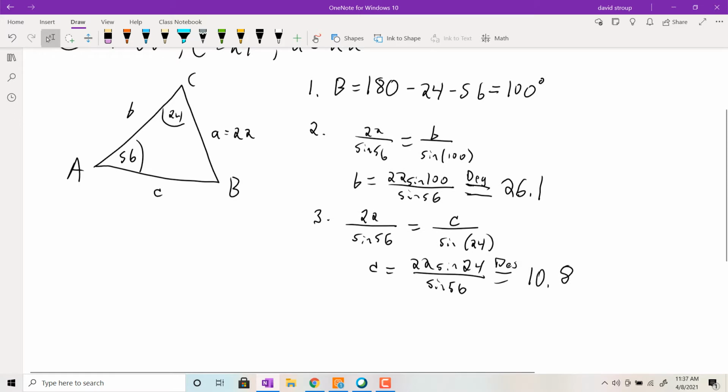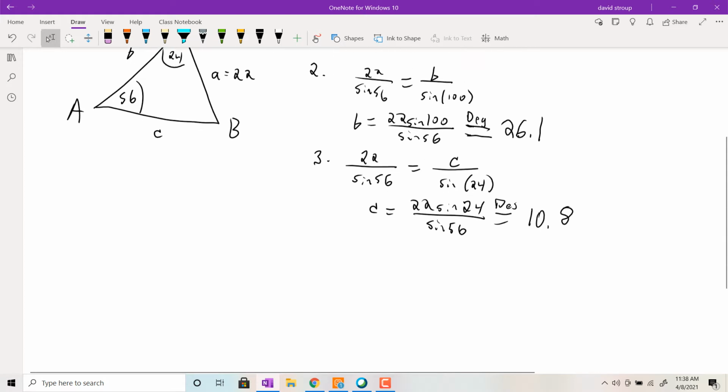Okay, so there's one variation. Most of these are just the same, but then there are those weird ones where you have two possible solutions, or one possible solution, or no possible solutions. Let's look at one more of the traditional ones.